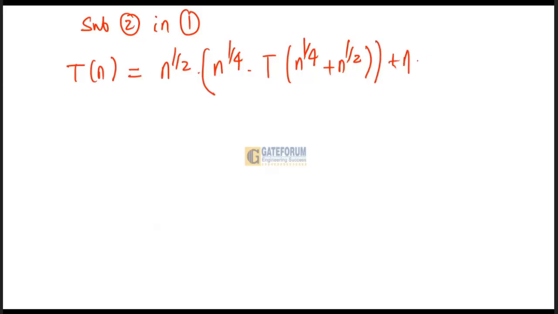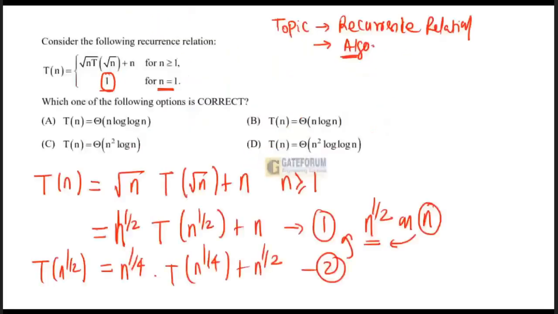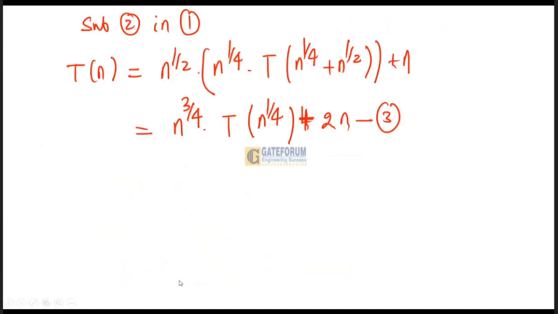And I can say that if I am going to solve it, it would be n^(3/4) into T(n^(1/4)) plus 2n plus 2n, and it is equation number 3. So this equation number 3 we just got when I substituted equation number 2 into equation number 1. So all the n will be replaced by equation 2. Now in equation 3 I am getting the result like this. This is equation number 3, right?